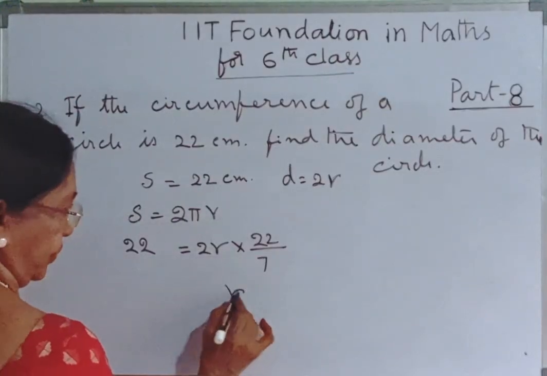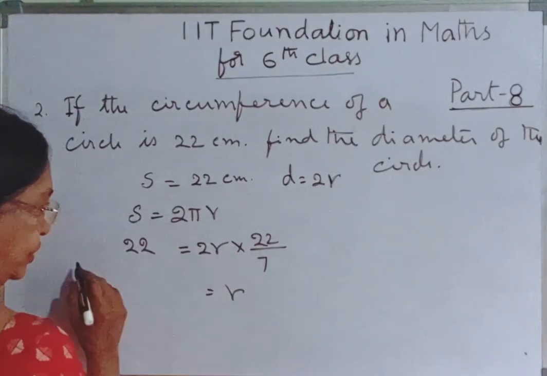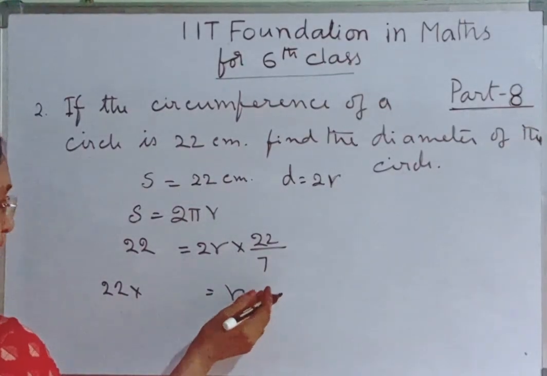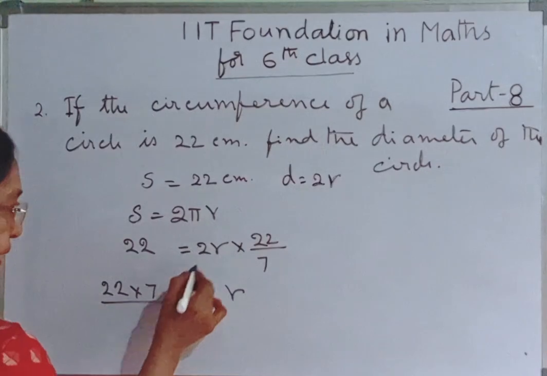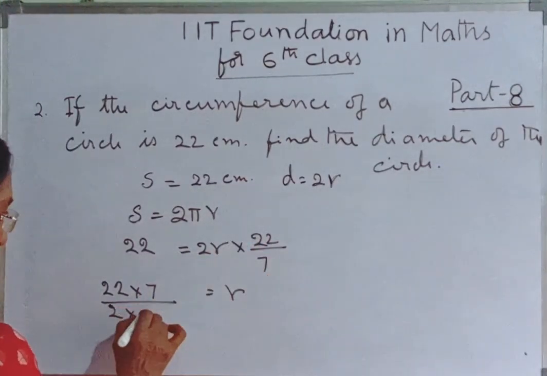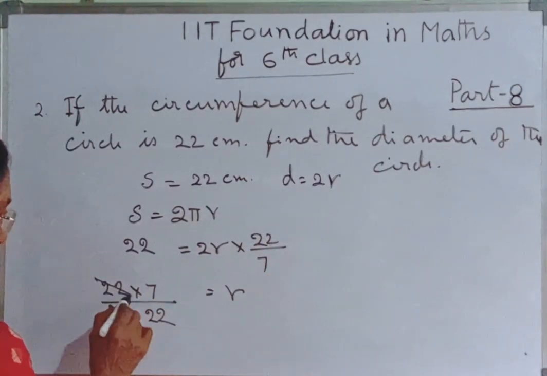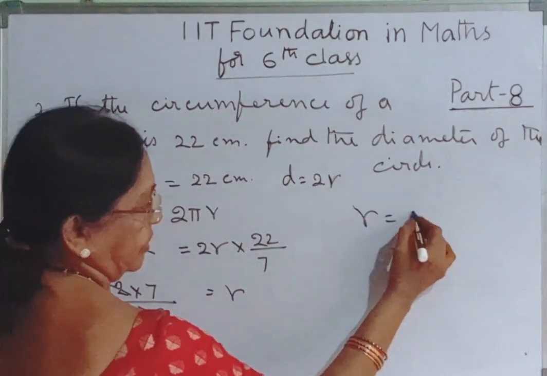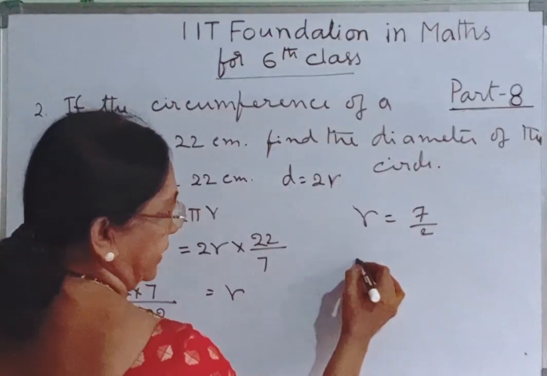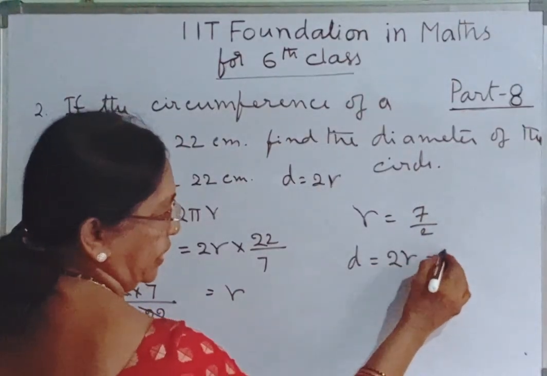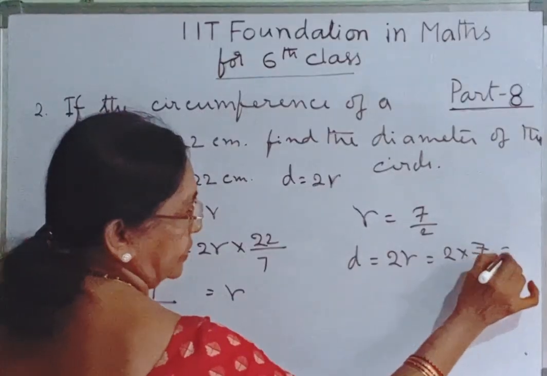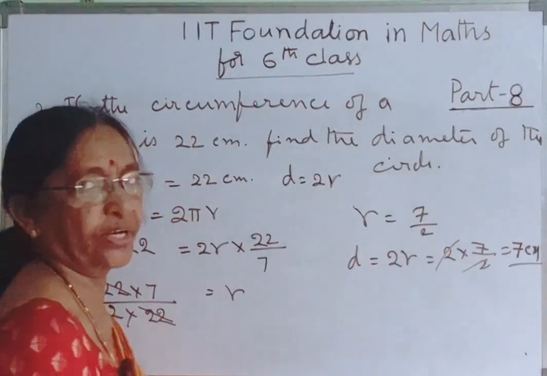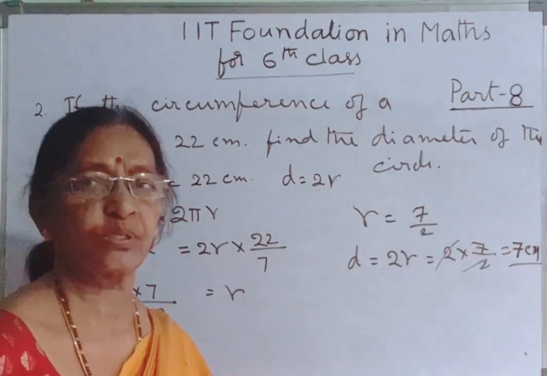r is equal to, taking all the other values to the left side, already there is 22 into this 7 in the denominator comes to the numerator, 7 by 2 into 22. So 22 gets cancelled. r is equal to 7 by 2. Radius is equal to 7 by 2. Diameter is equal to twice the radius. Twice into 7 by 2 is equal to, 2 gets cancelled, 7 centimeters. As the circumference is given in centimeters, diameter is also in centimeters.